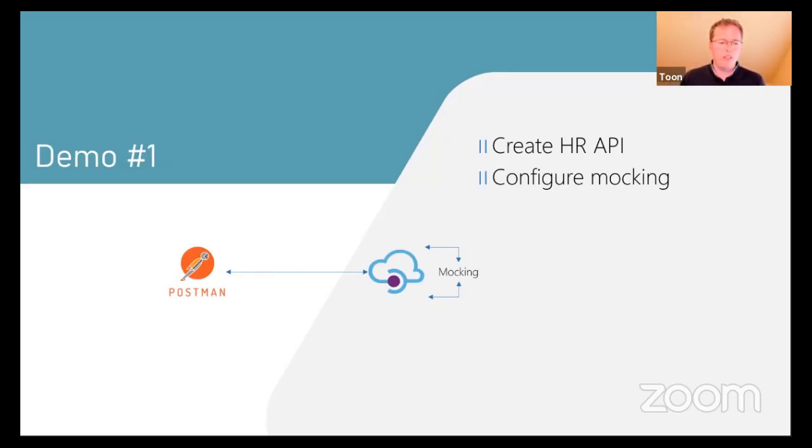So why not start with a demo? In my case, I want to create an HR API with one operation that gives you back the employee info, the information of the employee. We will start with a very simple setup where API Management is configured with mocking, and we use Postman to call API Management. We don't have any security to start with.